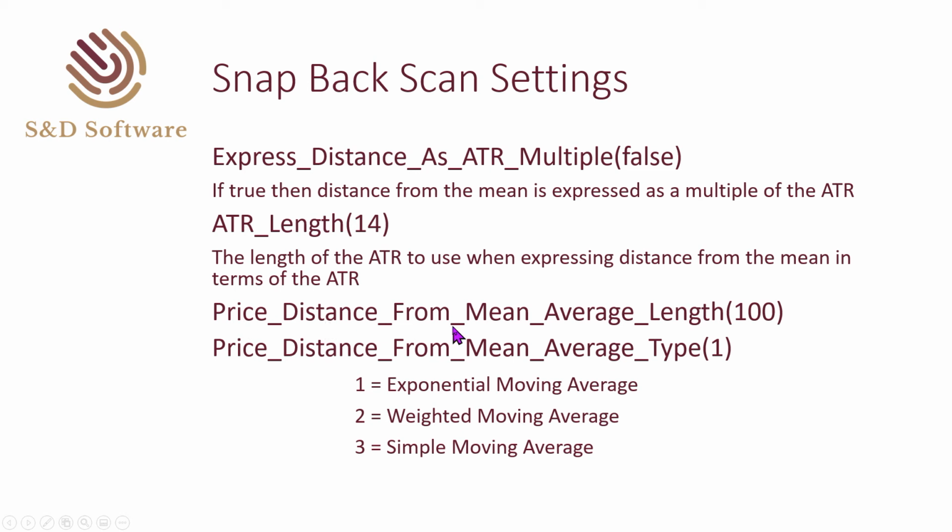Price distance from the mean average length, the default setting for that is 100. That is a positive number, positive whole number 1 or larger. And the price distance from the mean average type, the default is 1, which is the exponential moving average. And you have the option of 2, the weighted moving average, or 3, the simple moving average.